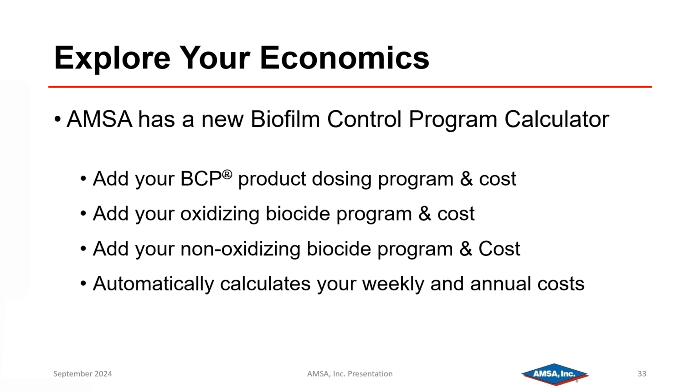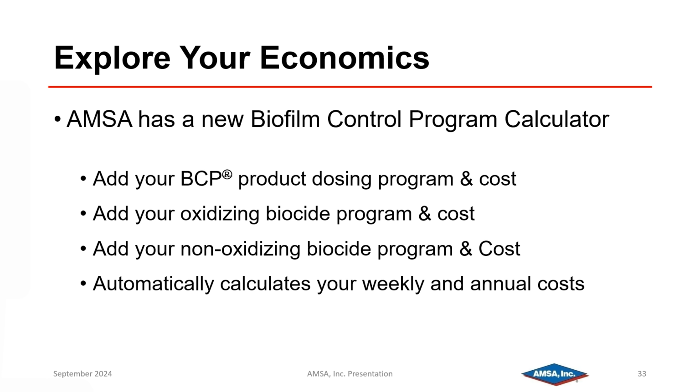We know that your economics are all different for different systems. The types of programs that you need, the raw materials for the amounts of chemistry that you use at that system are all varied. So AMSA has developed a new biofilm control program calculator. In this calculator, you can list the BCP product that you would like to use. You can choose either a continuous or a slug dose program. You can input the frequency of dosing as well as the concentration. It will then calculate your cost per week.